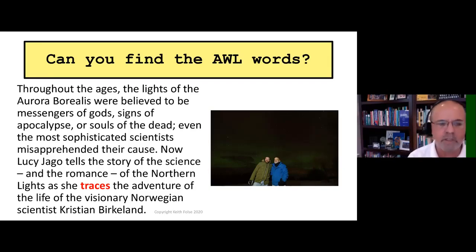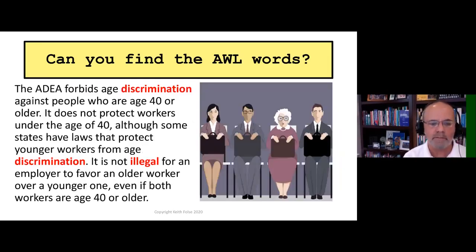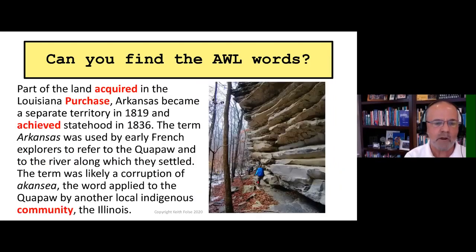All right. Let me show you one of grammar as well. Let me go back to this one if I can. I wanted to show you a grammar point here. Notice, I'll spend 30 seconds here. I want to show you how academic grammar looks. So let's start this week again. Part of the land acquired in the Louisiana Purchase, comma, Arkansas became a separate territory. What's the main verb? The main verb is became, and the subject is Arkansas. Arkansas became. What is this chunk in the beginning?